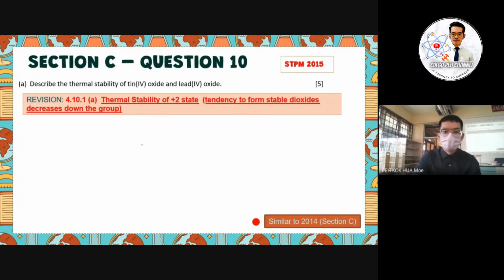Okay, so from section C, question 10, it's the discussion regarding the STPM 2015. So you see here, it discusses thermal stability, almost the same question we just explained. 2014, section C, right? Just now we explained.